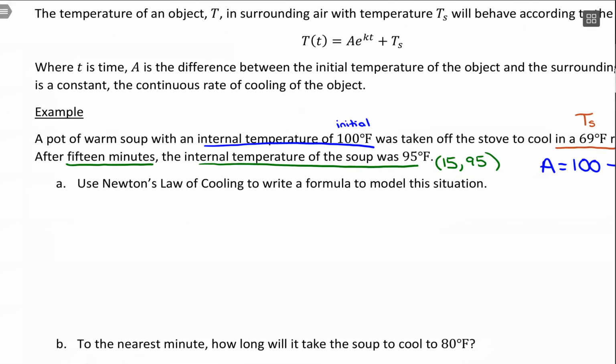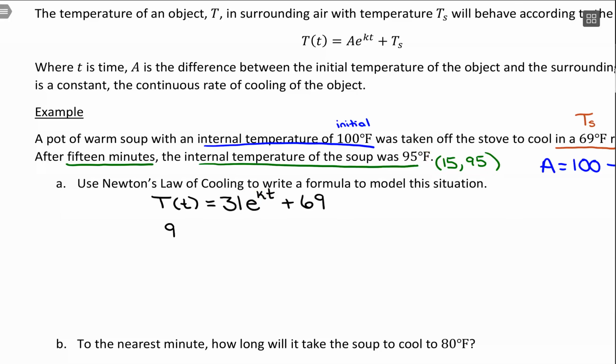So for my formula, we're looking for temperature as a function of time. We have A of 31. We have our value E. We don't know what the constant is, and t is our variable. And then we're adding with the room temperature of 69 degrees. So we pretty much have our whole formula filled out except for K. Again, just remember E is a number. So it isn't a variable that we're plugging in anything for. It's just 2.72. That's all it is. But K we need to find. So this is where the coordinate's going to come in. We're going to solve for K.